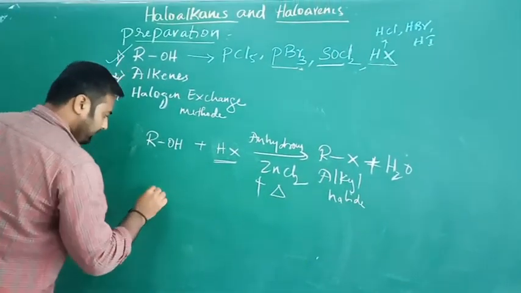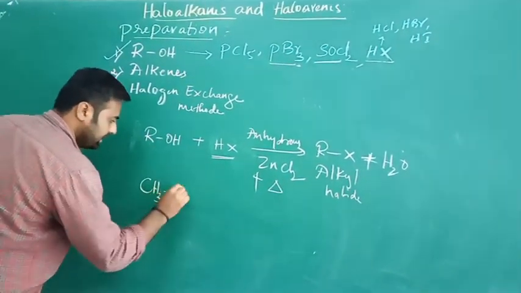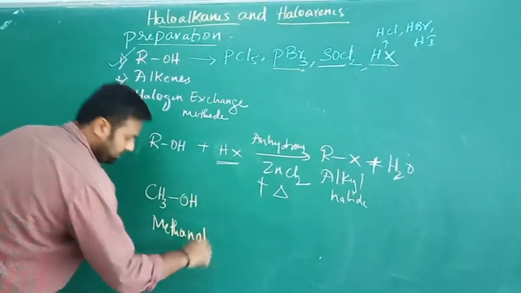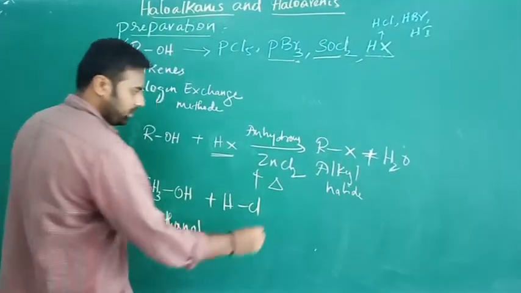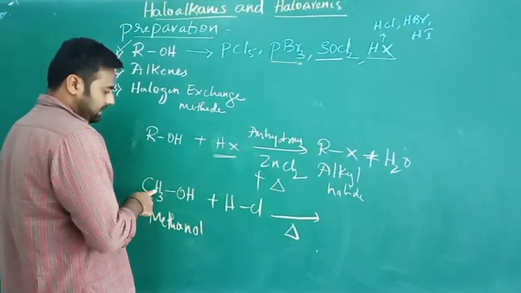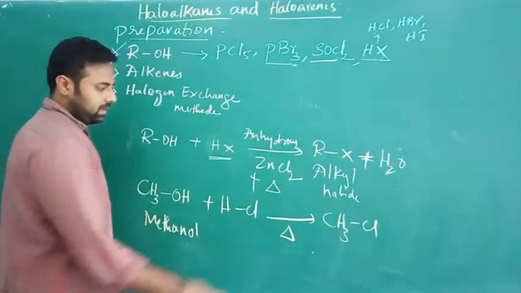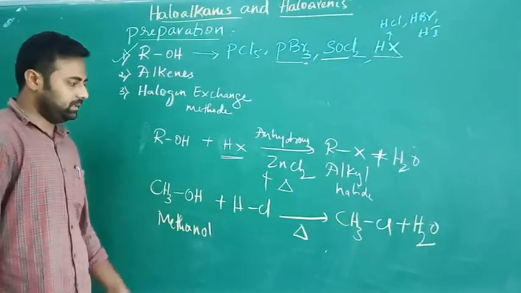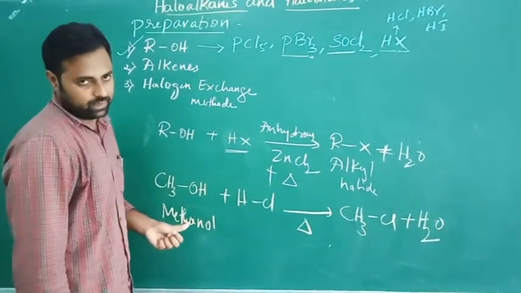I will use one example for this. For the alkyl group, I choose CH3. This is called methanol or methyl alcohol. It combines with HCl, hydrogen chloride, with the same reagent and some amount of heat. Methyl chloride will be formed. Methyl chloride, or chloromethane, and some amount of water. Very simple reaction. This is the preparation of alkyl halide from alcohols treated with acids.